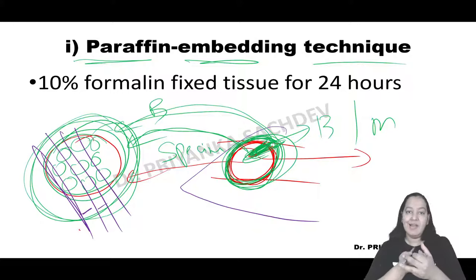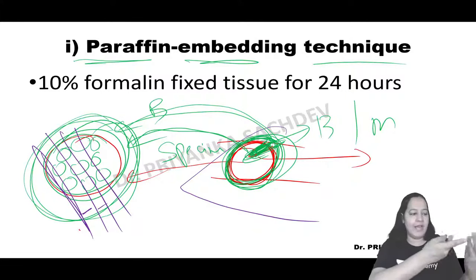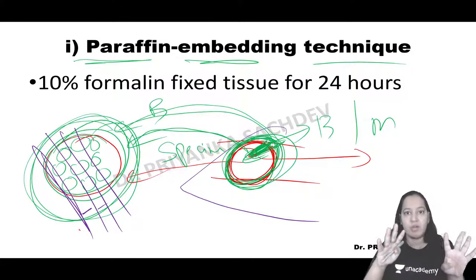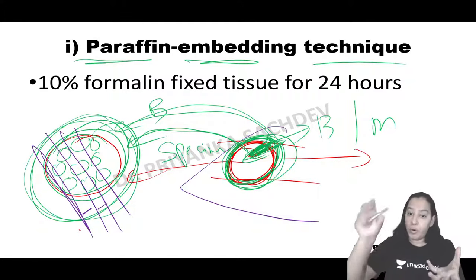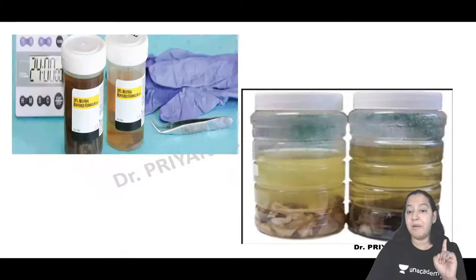How will you send it? If you put it in a container and keep it closed in a container, it will rot. Body ke bahar aane ke baad, wo to sad jayega, na? It will get rotten. So, to prevent it from rotting, you will put it in 10% formalin. It is a liquid, 10% buffered formalin.